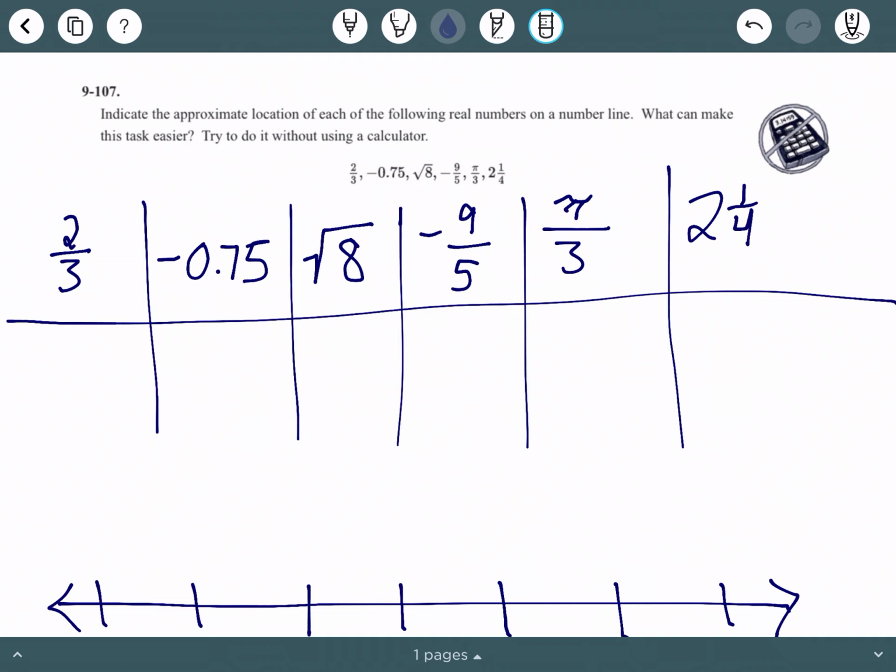All right, so our first number here is 2/3. So that's 2 divided by 3, because that fraction bar means the same as divide. That's going to give us 0.6 repeating. Negative 0.75 is already in decimal form. The square root of 8, if we put that into our calculator, is an irrational number, but if we round it to the nearest hundredth, it's going to be about 2.83.